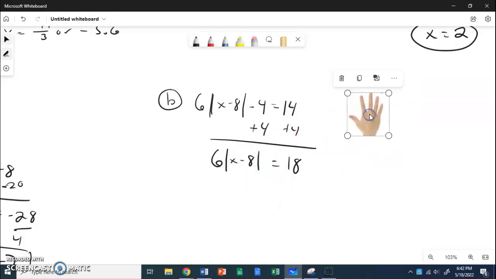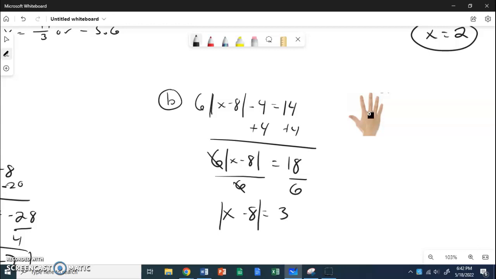So I'm going to take both sides. Okay, I'm going to remove my hand so it's out of the way. Divide by 6, divide by 6. So the 6's right here cancel out. And I'm left with the absolute value, that hasn't gone away yet, of x minus 8 equals 18 divided by 6, which is 3. Now we can think about putting our hand in there.